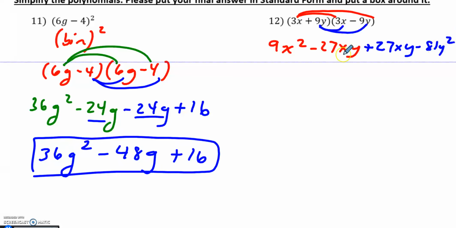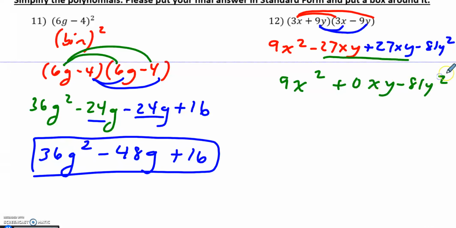So the reason this is a special case is because my two middle terms technically combine to be this, 9x squared plus 0xy minus 81y squared. But a lot of you know that 0 times x times y is really just 0. So this, in a way, crosses out. So my answer would just be 9x squared minus 81y squared.